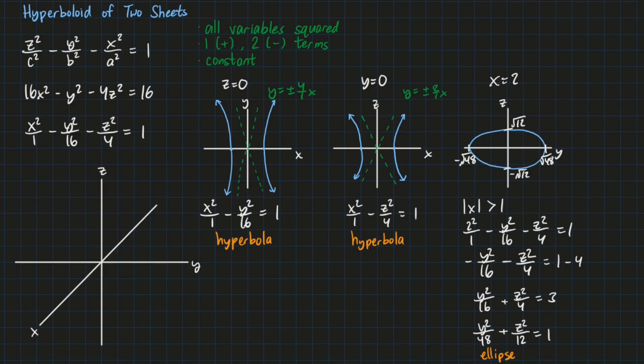Now the 3D plot. Okay, let's start with the xy trace. Now the xz trace. And then for the yz trace, you'll get ellipses as the cross section when the absolute value of x is greater than 1. So this is the graph for the hyperboloid of two sheets.